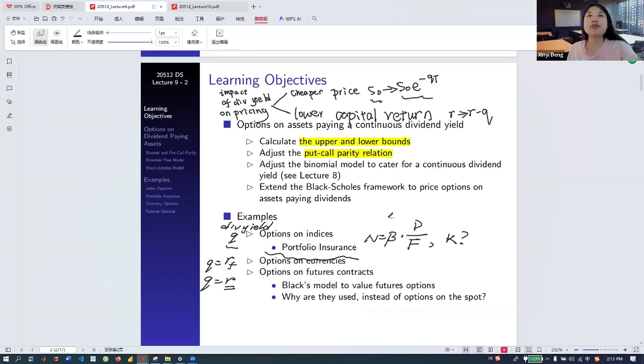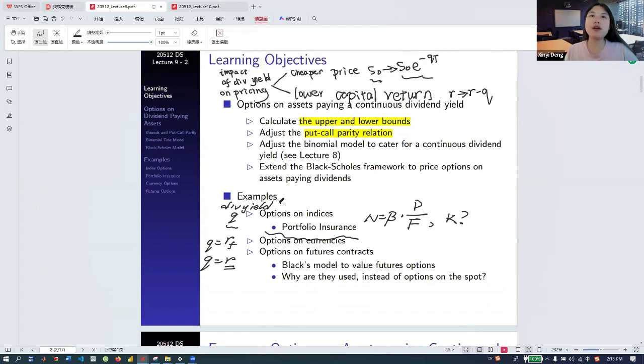For options on assets paying a continuous dividend yield, we will focus on adjusting the boundary conditions we learned earlier, like the upper and lower bounds, and also the put-call parity relation we learned in earlier lectures, to reflect the effect of dividend yield. We are also going to adjust what we learned in lecture 8, the binomial model and the Black-Scholes model, to reflect the effect of continuous dividend yield.